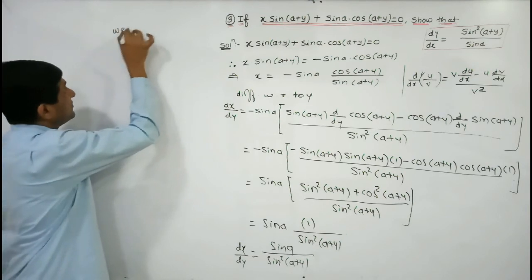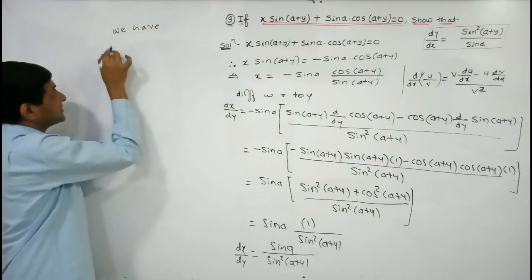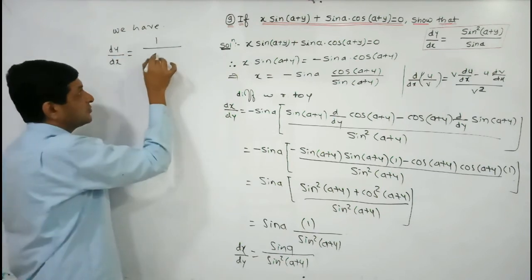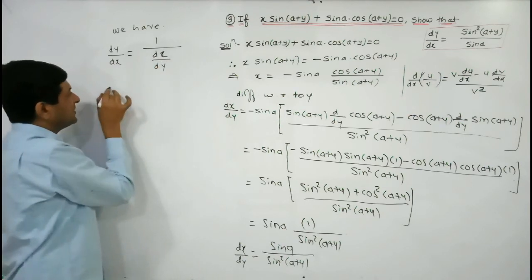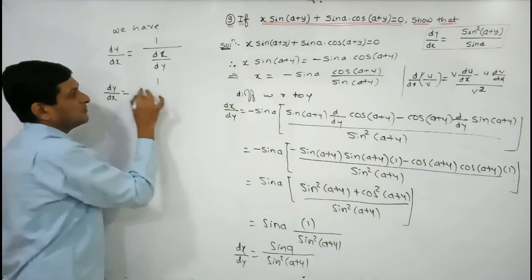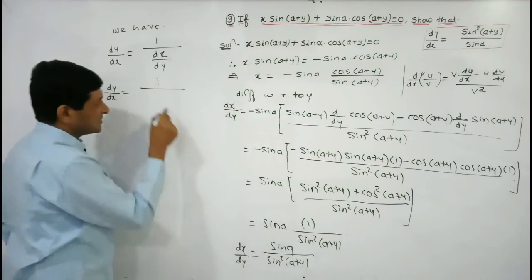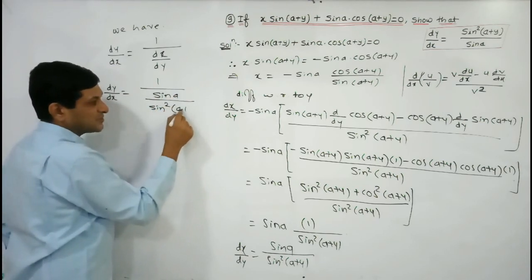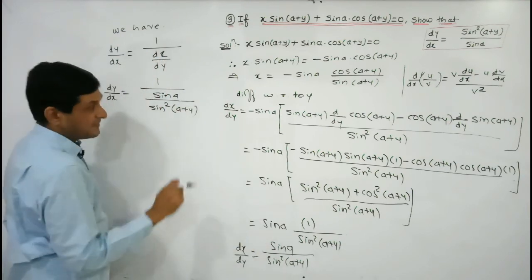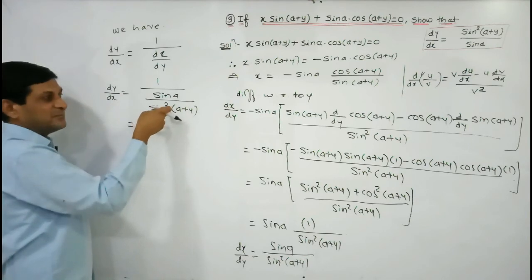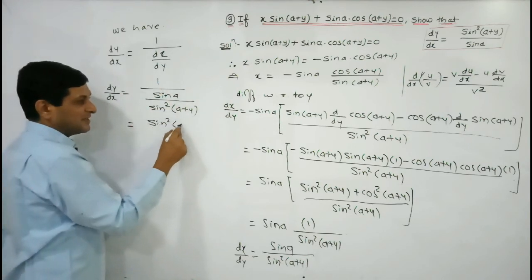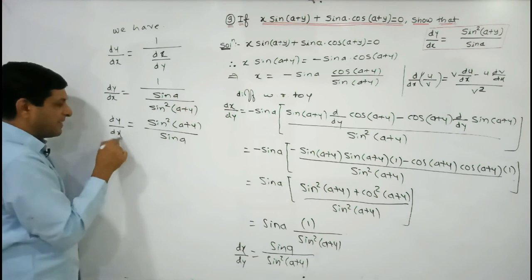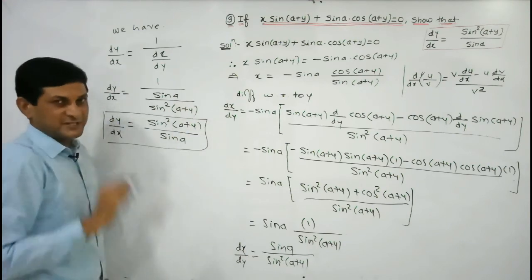Now we are applying our theorem. So we have one theorem to find out the derivative of inverse trigonometric function, that is dy by dx is equal to 1 upon dx upon dy. So dy upon dx is equal to 1 upon, substitute the value of dx upon dy, which is nothing but sin a divided by sin square (a plus y). Just simply we have substituted the value of dx upon dy. So here this term can be shifted in the numerator, sin square (a plus y) divided by sin a, which is nothing but the required value of dy by dx. In this way we have got the required differentiation.